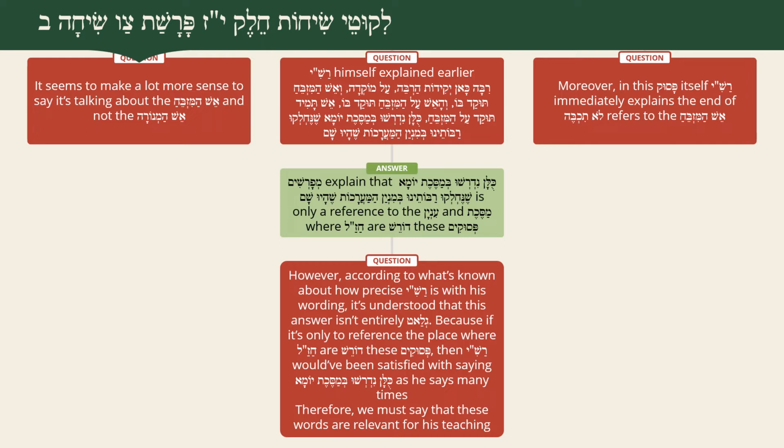Because if the ending of Rashi is only there to reference the place where Chazal are derish these psukim, then Rashi would have been satisfied with saying, Kula nidrushu b'Maseches Yoma, as he says many times. And therefore we must say that these words are relevant for his teaching. And Rashi is telling us that our pasuk of Eish Tamid Tukad al Mizbeach is talking about one of the fires on the Mizbeach. And so we remain with the question that the previous Rashi is saying that our pasuk is referring to the Eish Mizbeach, and in our pasuk Rashi is saying that it refers to the Eish of the Menorah.